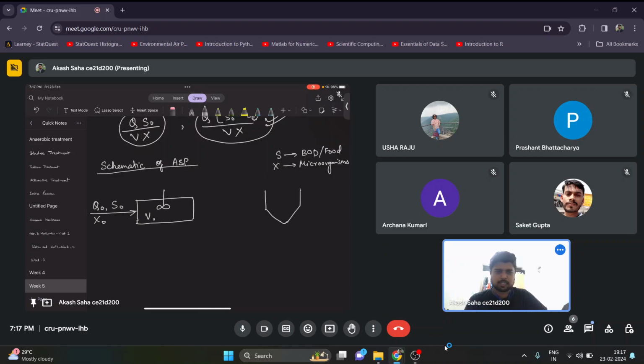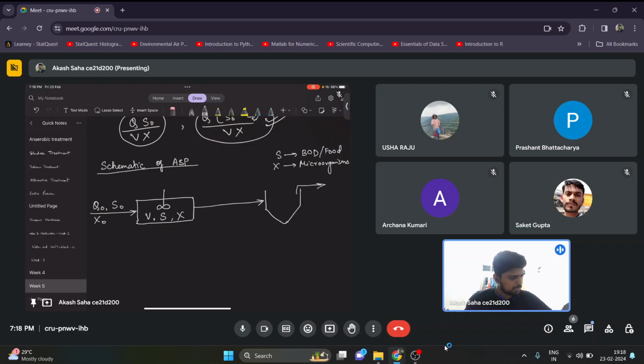Now, in the aeration tank, after the degradation of the biological matter that is present in the system, the S naught will change to S. So this is my final effluent that is coming out from the system, and let the concentration of microorganisms inside the tank be X. Then it will go through this, and then some part will be coming out as the effluent.